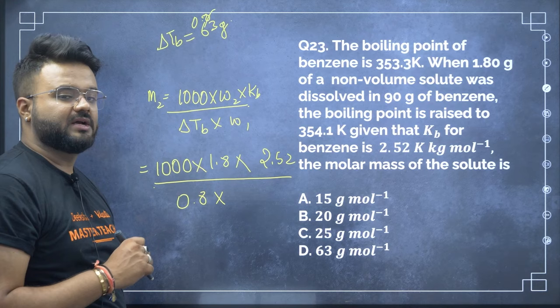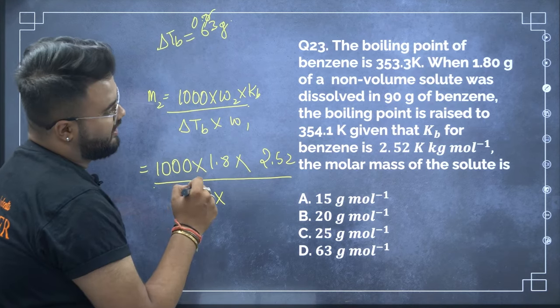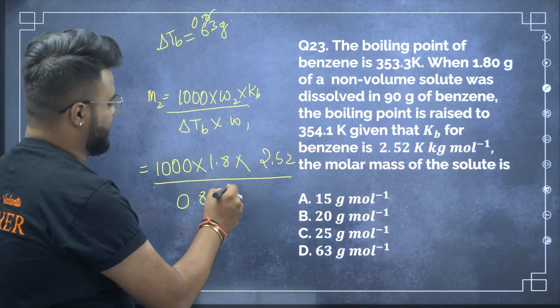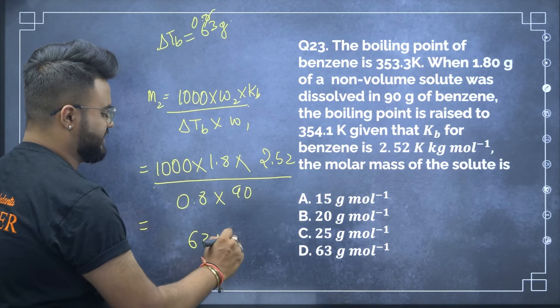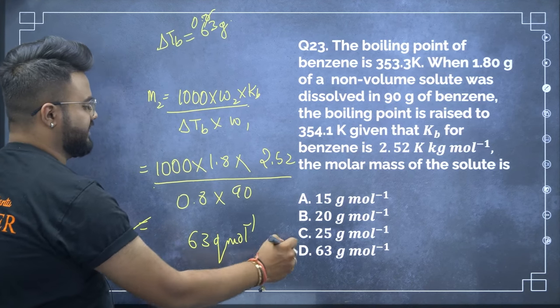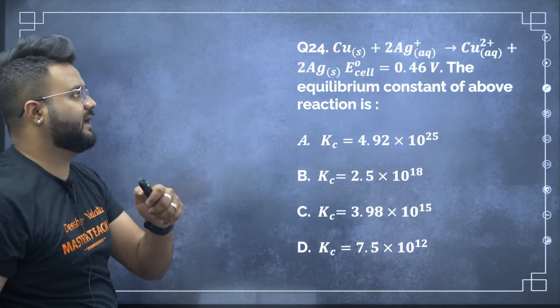So what is W1? That is nothing but your 90 gram. Now, when I solve this, I'll get it as 63 gram per mole. That is nothing but option D will be your correct answer.